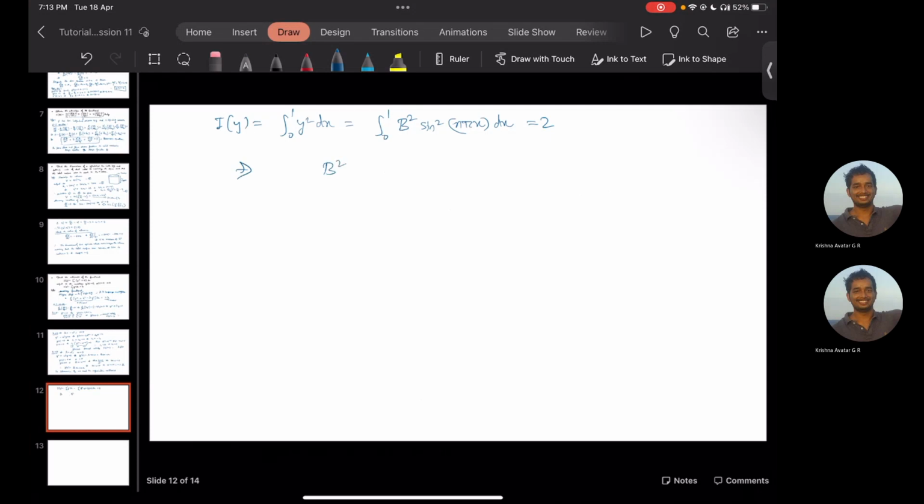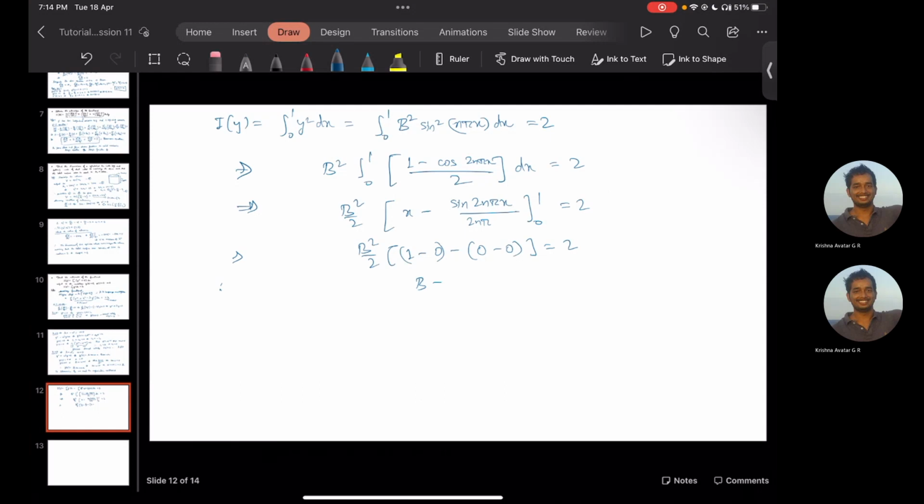This means that b squared, and then using a trigonometric identity, we can convert this into a cosine function. So the integral of 1 minus cosine 2n pi x divided by 2 dx is equal to 2, is it? And then this implies that we integrate this, b squared by 2, and this comes to be x minus sine 2n pi x divided by 2n pi, from 0 to 1, is equal to 2. And here you see that this comes to be 1, and 1 minus sine 2n pi by 2, again 0, minus 0 minus again sine 0 by 2n pi is just 0.